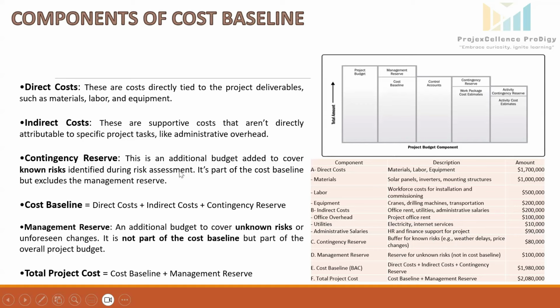Contingency reserve. This is an additional budget added to cover known risks identified during risk assessment. It's part of the cost baseline here, but excludes the management reserves. So contingency reserve is a buffer for known risks like weather delays and price changes. Here we took the costing around 80K for contingency reserve. The cost baseline, as we spoke about just now, is direct cost plus indirect cost plus contingency reserve.